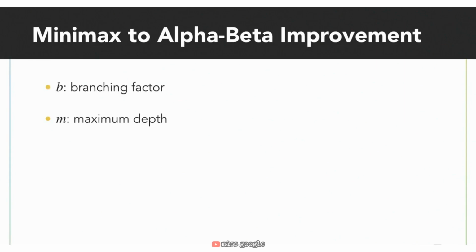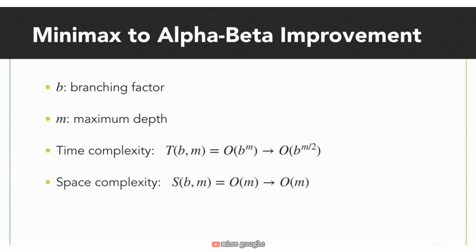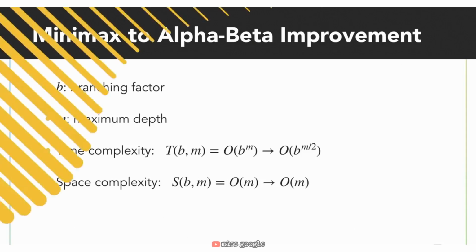While there is an improvement in time complexity, it is not a certainty. So we can get anything from no improvement to an improvement from O of b to the m to O of b to the m divided by 2. And its space complexity stays at O of m, because we still have to go all the way to the deepest level at least to produce the first min or max value.